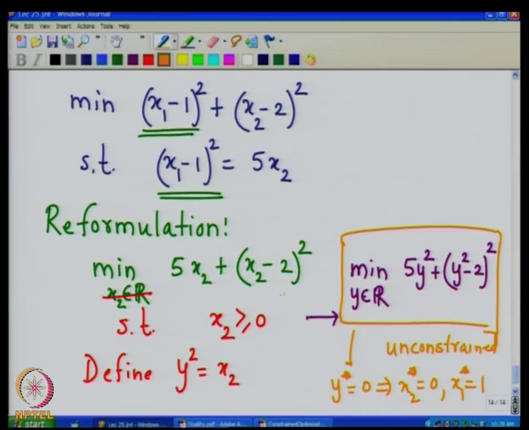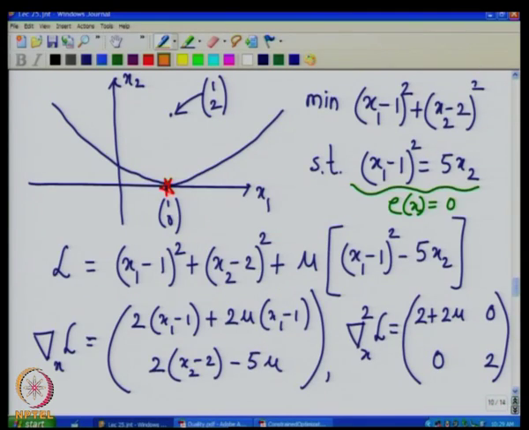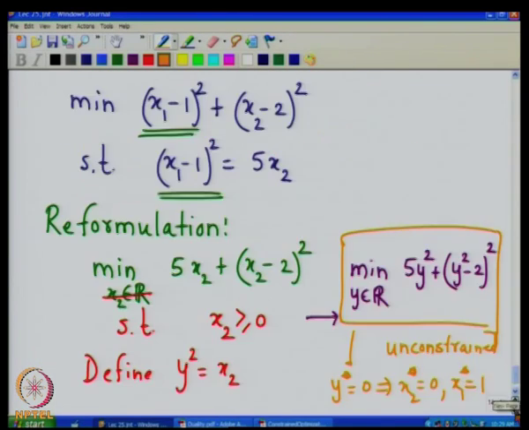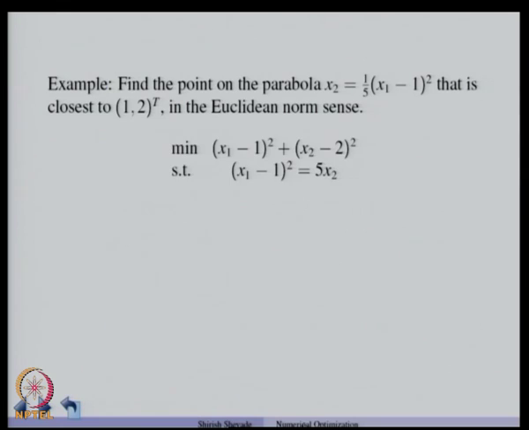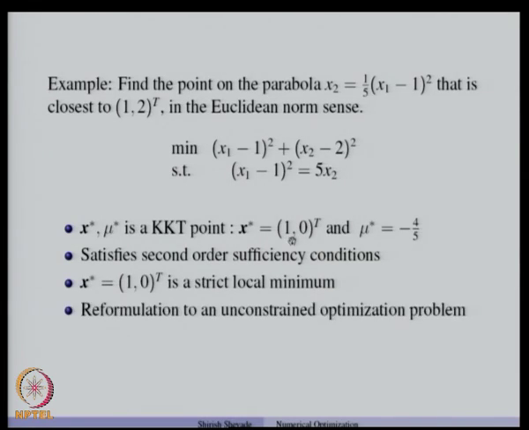So, by converting appropriately into an unconstrained problem, we got the same solution for the given problem, (1, 0). So, it is very important to understand that reformulation has to be done in a careful way. We formulated the problem like this, and we saw that (1, 0) is a KKT point with mu star to be minus 4 by 5, and it also satisfies the second order conditions with respect to the Hessian matrix, and therefore this (1, 0) is a strict local minimum, and reformulation has to be done in a careful way.